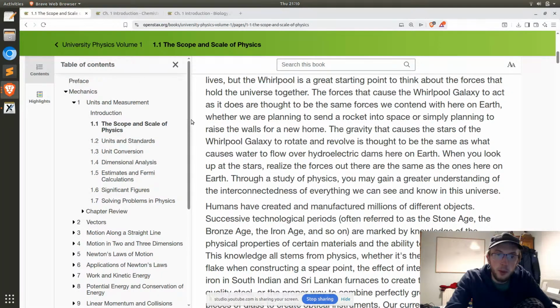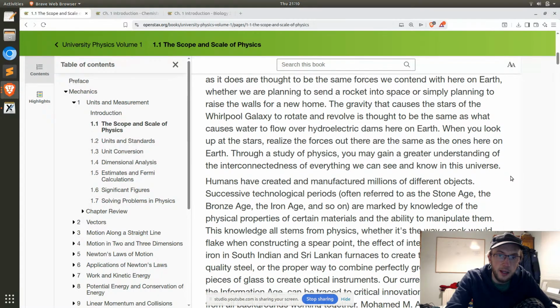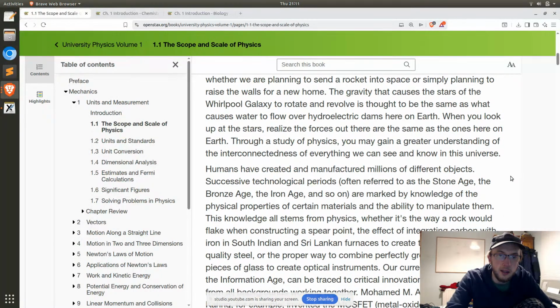When you look up at the stars, realize the forces out there are the same as the ones here on Earth. Okay, I don't like that, because that's like commanding you to just accept the assumption rather than just say, okay, acknowledge that we do make that assumption. Through a study of physics, you may gain a greater understanding of the interconnectedness of everything we can see and know in this universe.